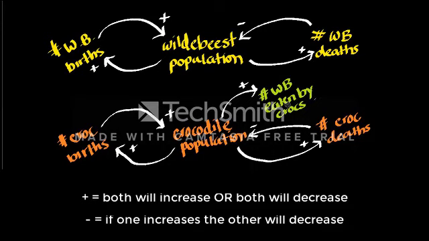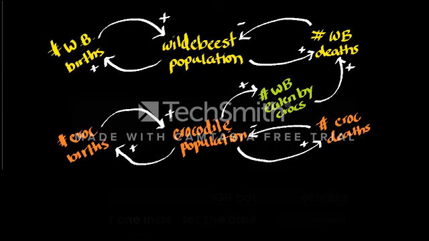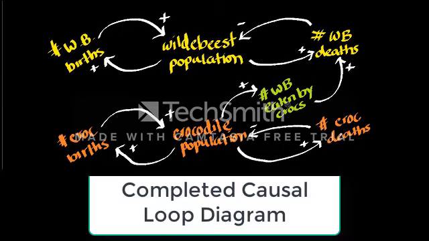If there's more wildebeest eaten by crocodiles, that means that there's going to be more wildebeest deaths. So we'll put a plus here. And now we have our completed causal loop diagram.